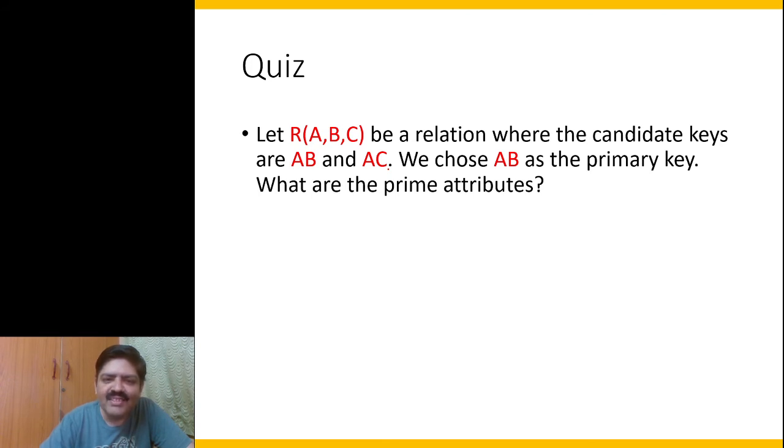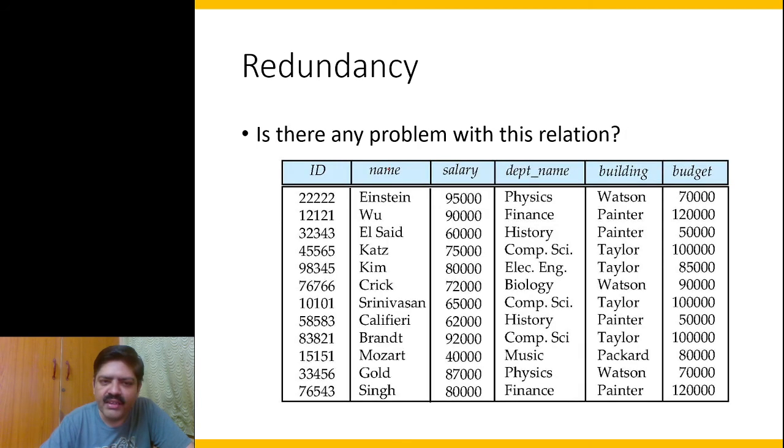So if your answer was A and B, then you are wrong. Prime attributes are the attributes that make the keys, not necessarily the primary key. In this case, we have AB and AC, which are both candidate keys. So A, B, and C are prime attributes. So please be careful with the definition of prime attribute.